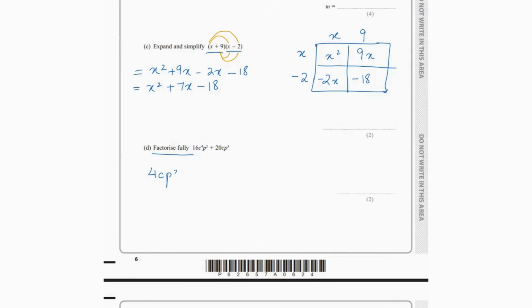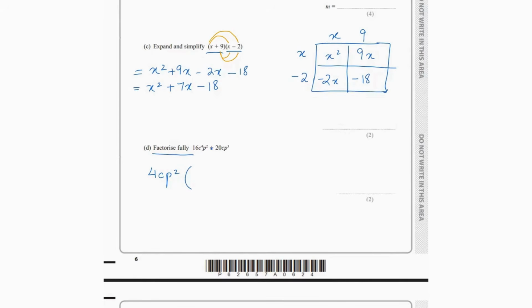So p squared outside. Remember, for the variables that you're picking common, if the variables exist in both terms, they will be outside common. And for the powers, you will pick the smallest power. You will not pick the biggest power. You will not combine the powers. You will pick the smallest power for each variable that you have taken common. So now we write the remaining terms inside the bracket.